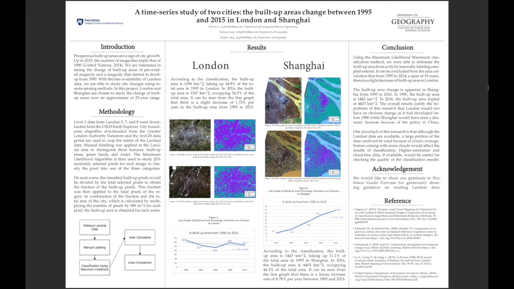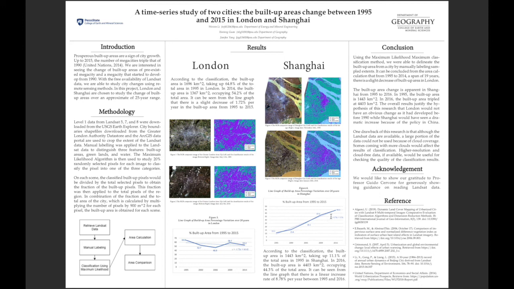Visually, we can tell a dramatic increase in urban built-up area from the comparison between the classification result in 1995 and the result in 2016. Statistically, the built-up area has expanded from 11.1% of total municipal area, excluding the area of water, in 1995, to 44.3% of total area at the beginning of 2016, shown in figure 6. As a result, the urban area of Shanghai is expanding at the rate of 8.78% per year.